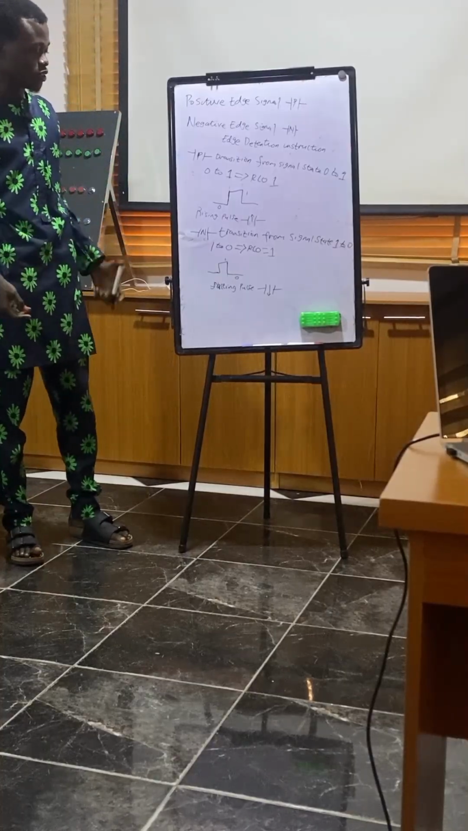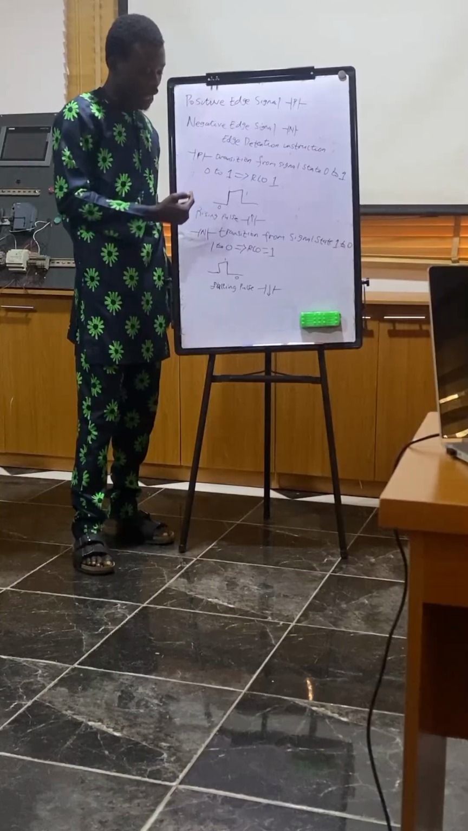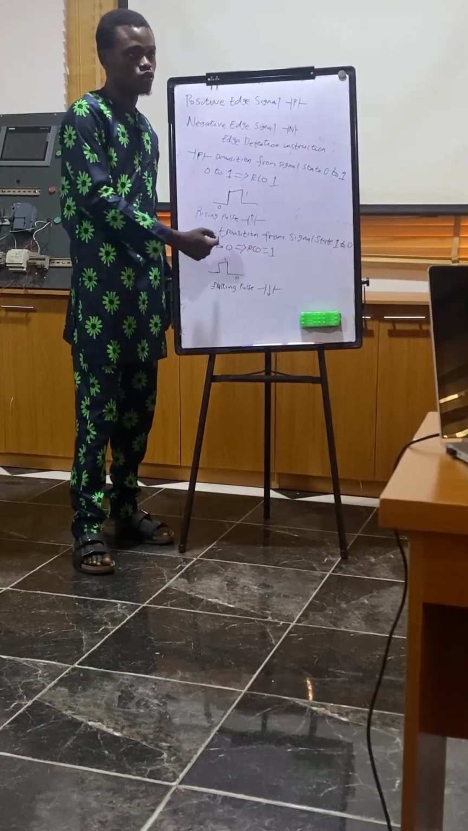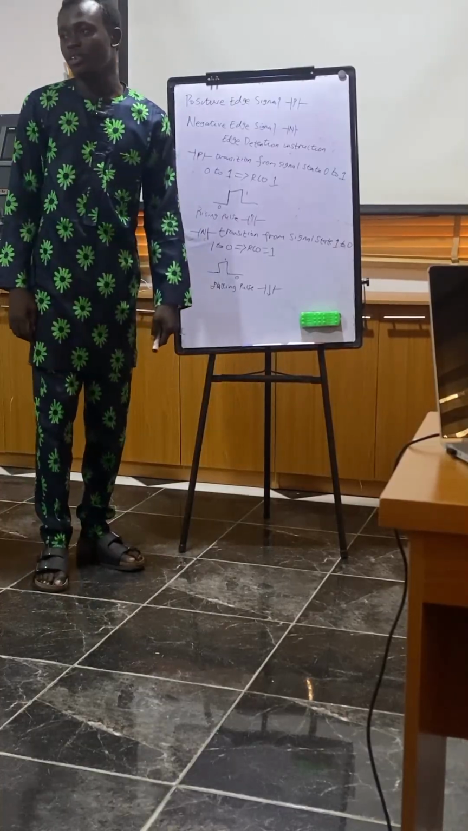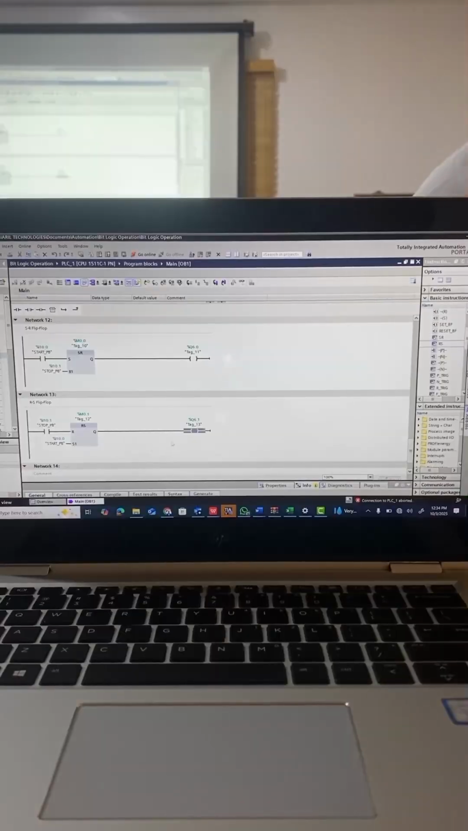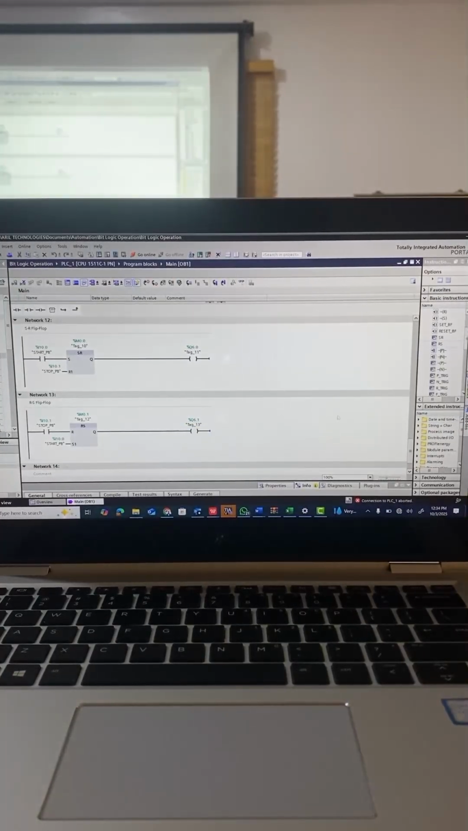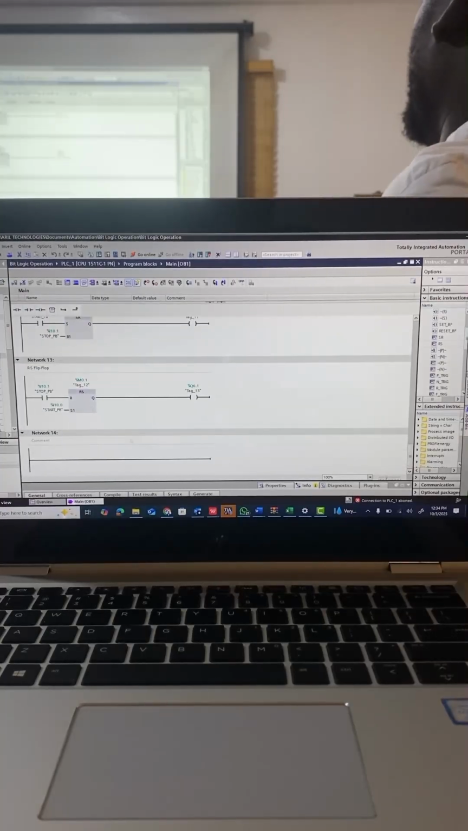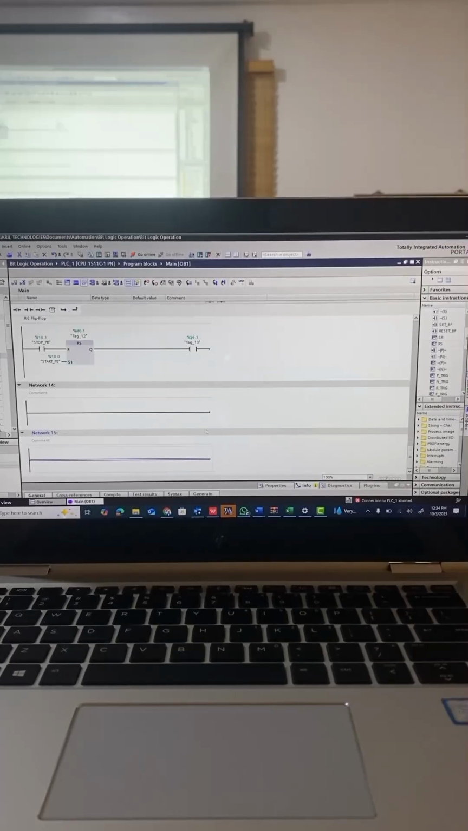The RLO is 1. Just that one is taking note of transition from 0 to 1, the other is taking note of transition from 1 to 0. Let's see it in our PLC program so we can understand better. So let's experiment with the positive and negative edge.